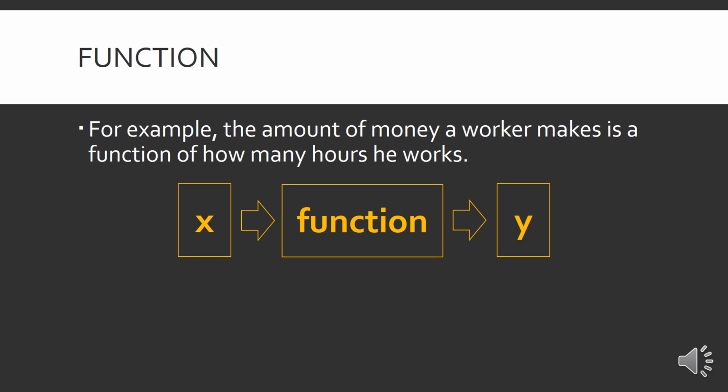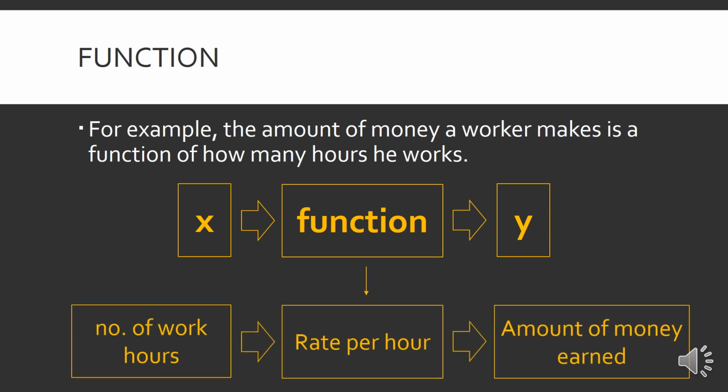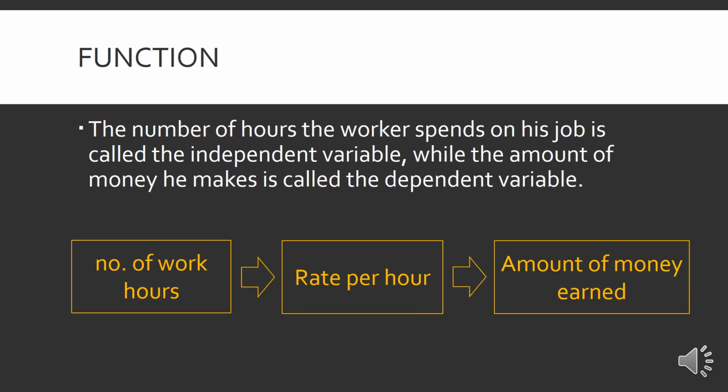For example, the amount of money a worker makes is a function of how many hours he works. So the number of work hours is the independent variable that pertains to the value of x, while the amount of money earned depends on the number of work hours that a worker works. So it is a dependent variable which is labeled by the variable y. And the function pertains to the rate of the worker per hour. The number of hours the worker spends on his job is called the independent variable, while the amount of money he makes is called the dependent variable.